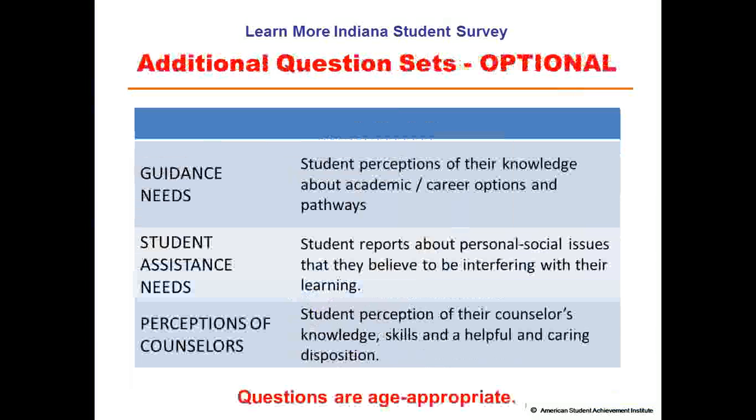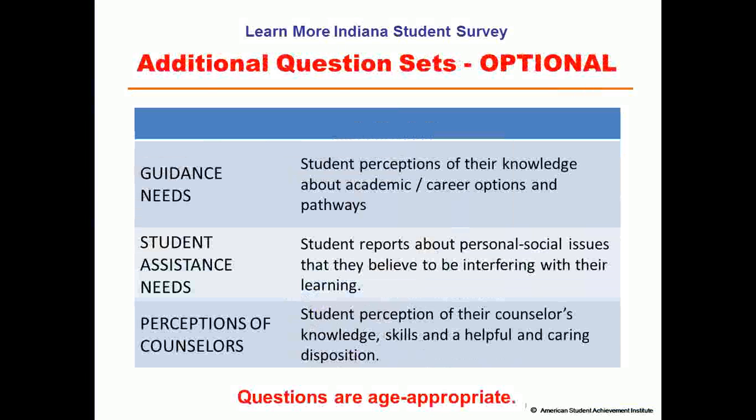Then there are also some optional question sets that as the counselors you can choose to include in your student surveys. One optional set is a list of questions about students' guidance needs. Those questions are asking students about their perception of their own knowledge about academic and career options and academic and career pathways. Those questions are aligned with the Indiana student standards for guidance. So you're really kind of doing an assessment to see from the student's perspective, have they mastered the student standards that are part of that list.